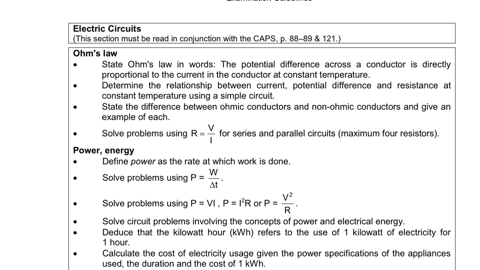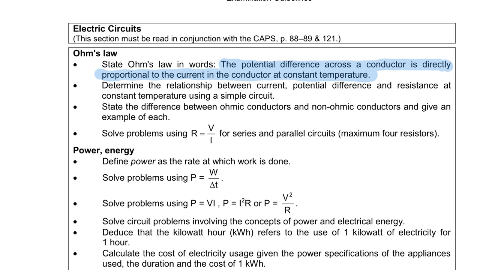There are various versions of Ohm's law, but in the NSC, the version that we want you to use is the following: the potential difference across a conductor is directly proportional to the current in the conductor at constant temperature. Very often learners will get the first part of this definition correct. They will say the potential difference across a conductor is directly proportional to the current. Some may even switch it around and say that the current is directly proportional to the voltage, which is also not incorrect. But then they leave out this section here, at constant temperature.